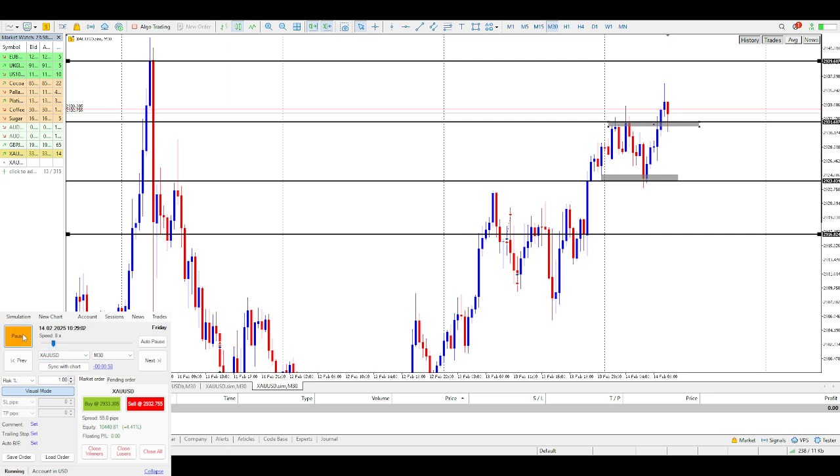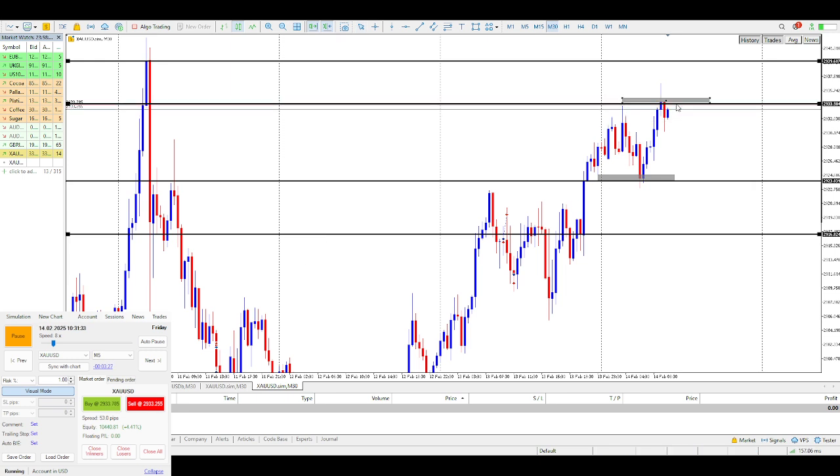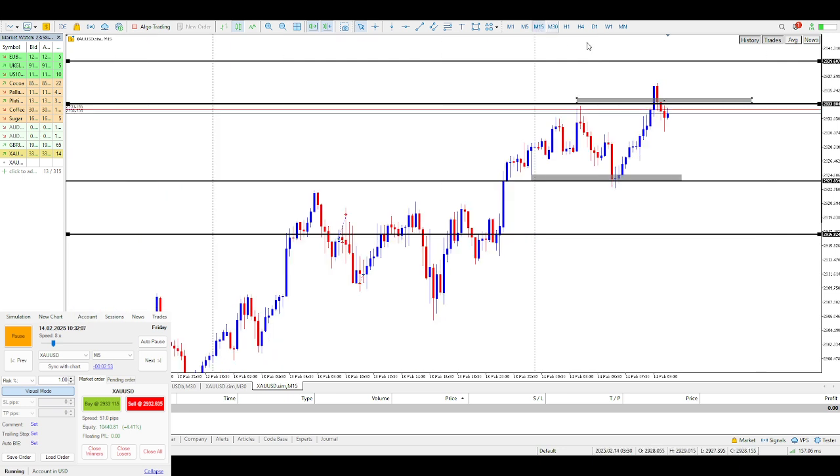Let me reduce that speed. And see how it closed. It closed that way with a long wick. You can see a resistance has been formed in that rejection wick. Let's go to the M15 time frame.